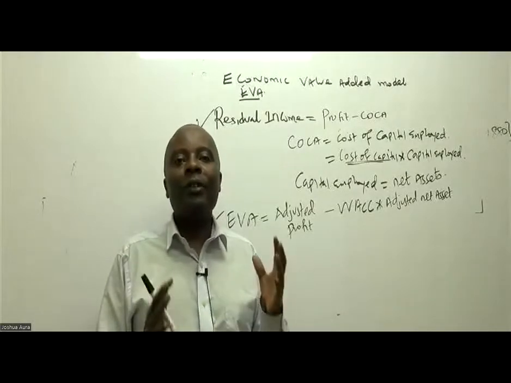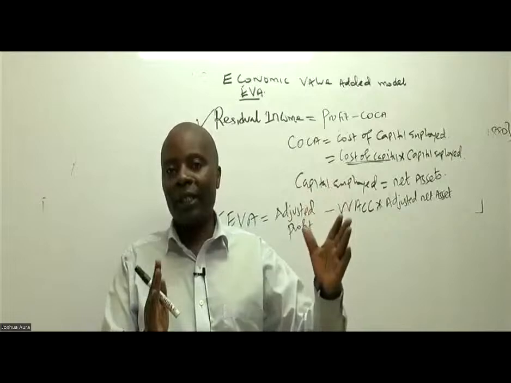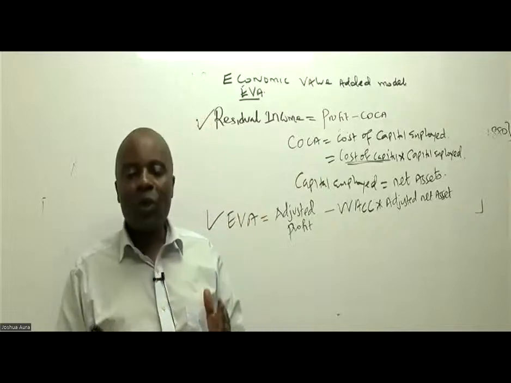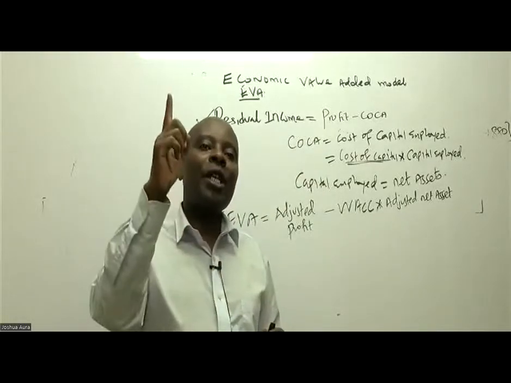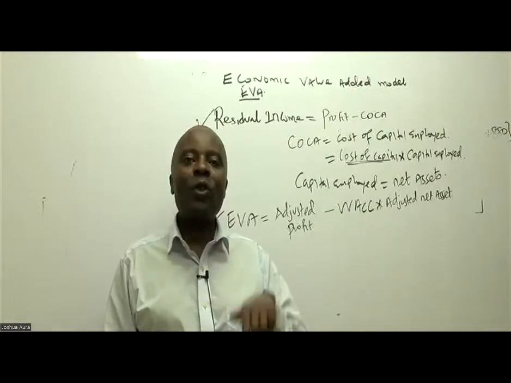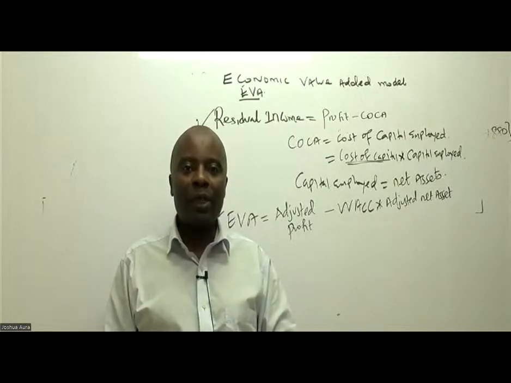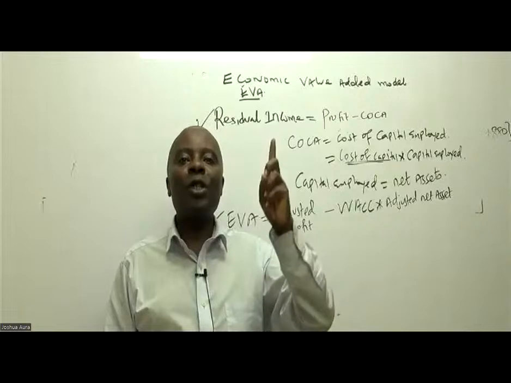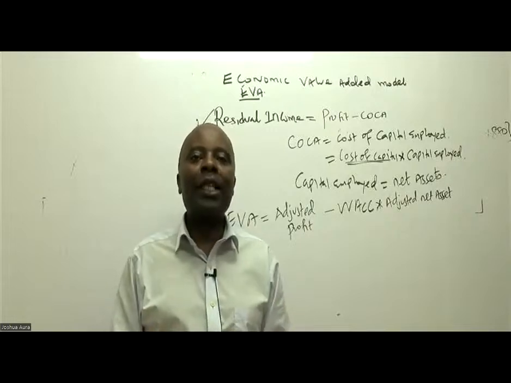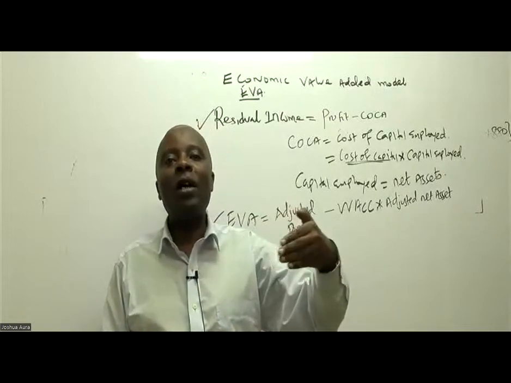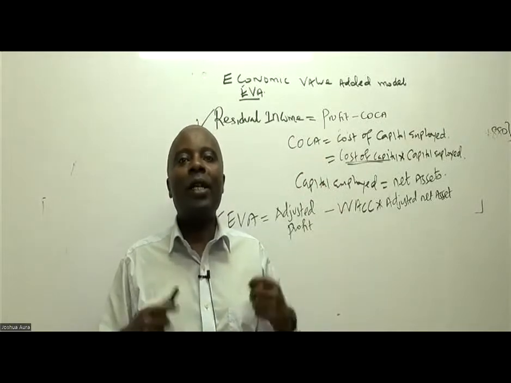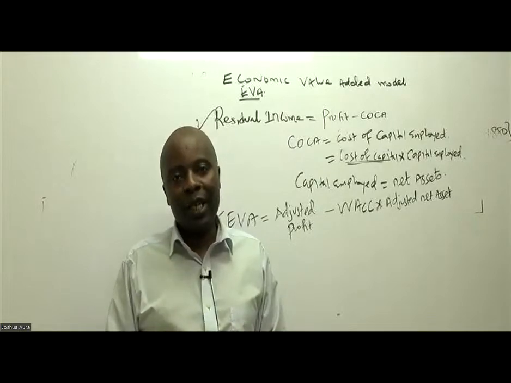Remember, number one, EVA is a futuristic model. Any expense that you incur today which has got future economic benefits, according to the EVA model, you should never punish managers who incur it. Actually encourage them. And that is why we normally say that EVA is a long-termism model.